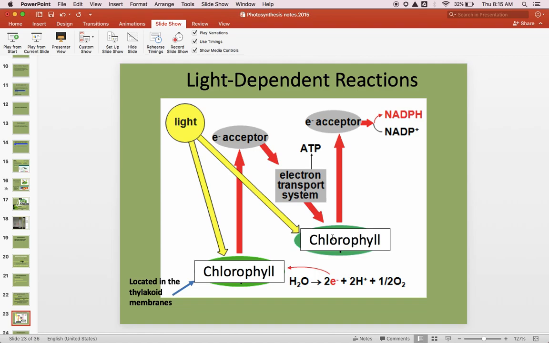So when the lights turn on again, those electrons get re-energized and they get picked up by NAD+. So when NAD+ comes in and picks up those energized electrons, NAD+ becomes NADPH. And you can remember the difference between NAD+ and NADPH because NADPH has an extra letter to it. It has that extra hydrogen, and that's because it's carrying electrons.